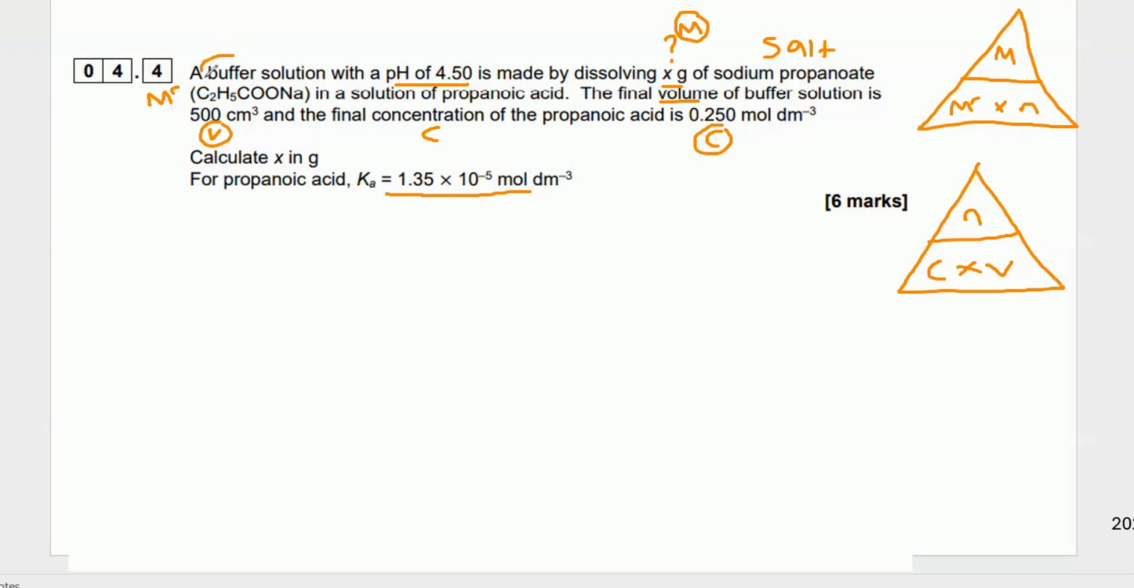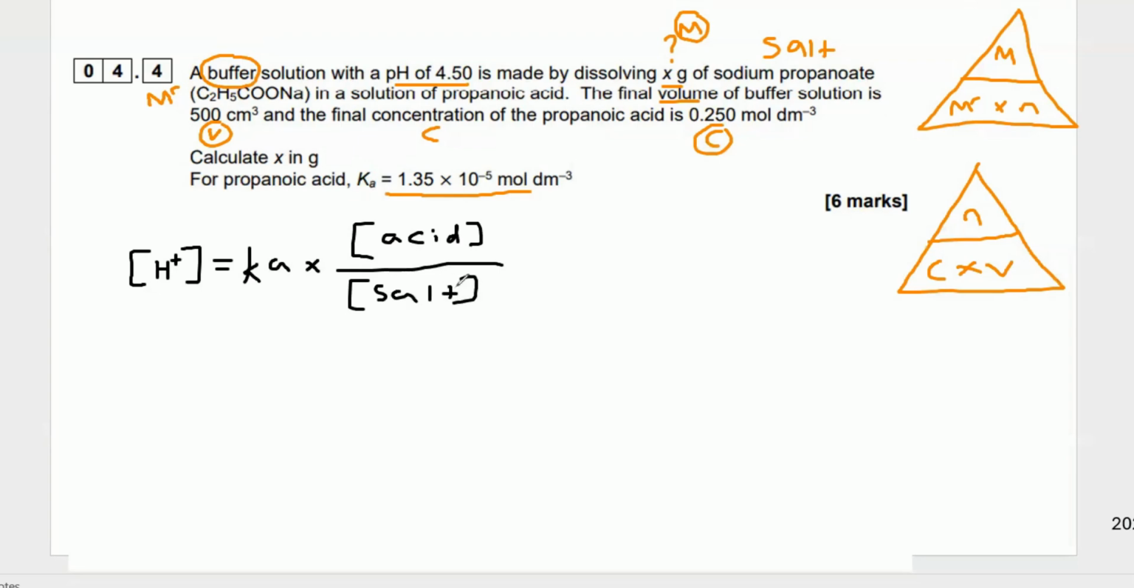Now, the fact that this is a buffer calculation, there is an equation you all need to learn off by heart for buffers. You can learn how to rearrange it from the weak acid equation, but there's no point. Just memorize this. Hydrogen ion concentration, shown by the square brackets, that's what the square brackets mean, is equal to the Ka multiplied by the acid concentration over the concentration of the salt. Really, I'm trying to find the mass of salt. That's what we're missing, the mass of the salt.